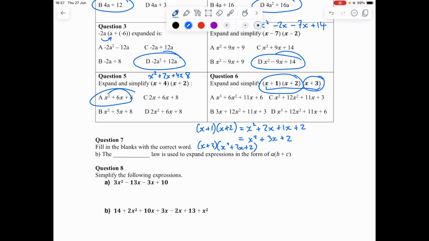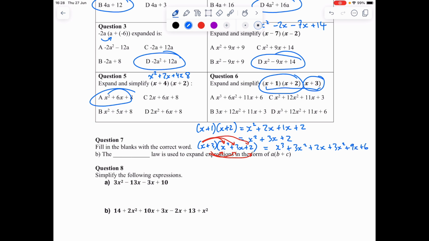So all you need to make sure is that every term gets multiplied by every term in the other brackets. That's all you need to do. x times x squared is equal to x cubed. x times 3x is equal to 3x squared. x times 2 is 2x. Now the 3 in the front brackets, 3 times x squared is equal to 3x squared. 3 times 3x is equal to 9x. 3 times 2 is equal to 6.